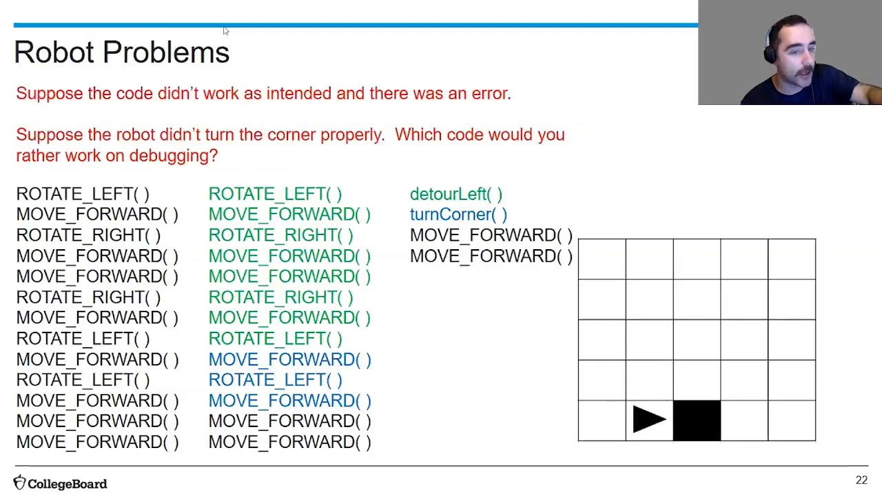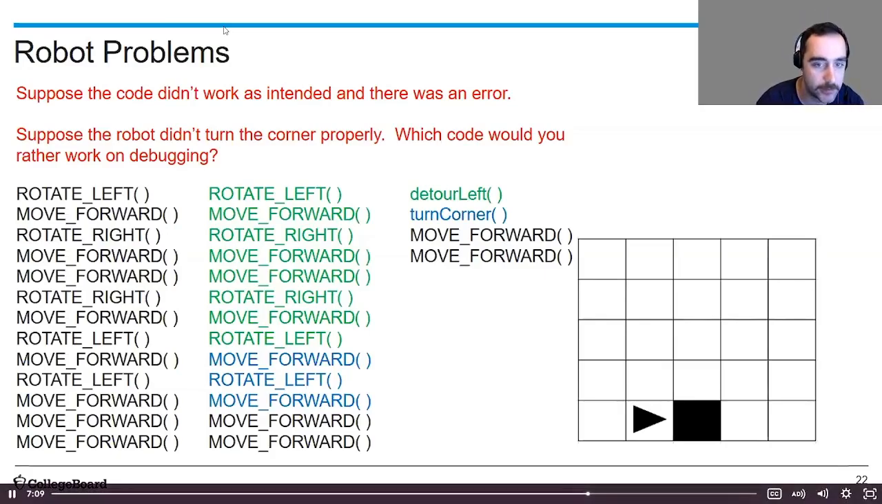Let's say, even though it does work right now, it works as we intended. Let's suppose the code did not work as intended. Let's suppose there was an error somewhere. Let's be specific. Let's say the robot didn't turn the corner properly, and you got to go in and fix it. Which code would you rather work on to debug? The code on the left or the code on the right?